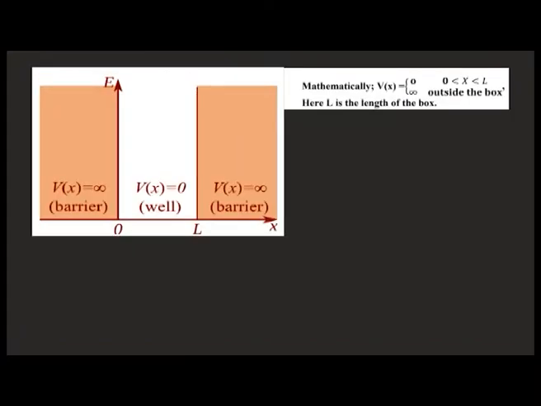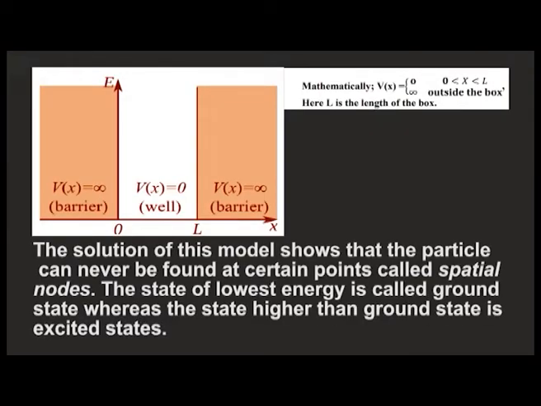Mathematically, V(x) is equal to infinity outside, and 0 for 0 less than x less than L, where L is the length of the box. The solution of this model shows that the particle can never be found at certain points called spatial nodes. The state of lowest energy is called the ground state, whereas states higher than the ground state are excited states. The detailed solution you have already learnt in this course. So, let us not go into the detail of the calculation, but rather talk about the solutions.